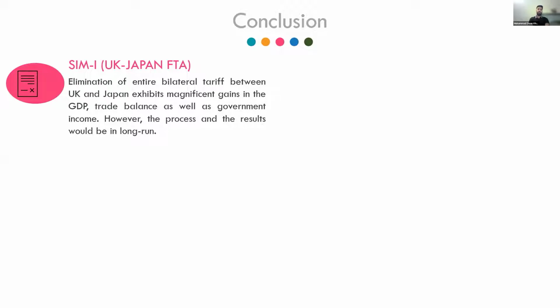If we look into the conclusion of simulation 1, that is the UK-Japan Free Trade Agreement, the elimination of the entire bilateral tariff would have magnificent gains in GDP, trade value or trade balance for both countries, as well as government income. However, the process and the result would be in the long run.